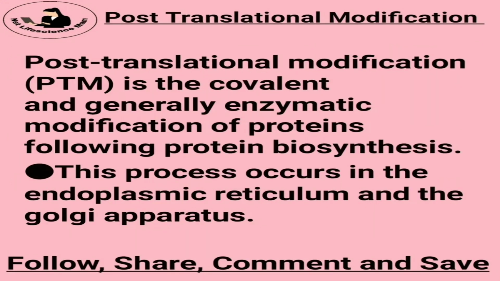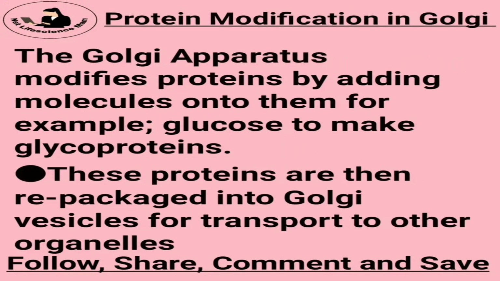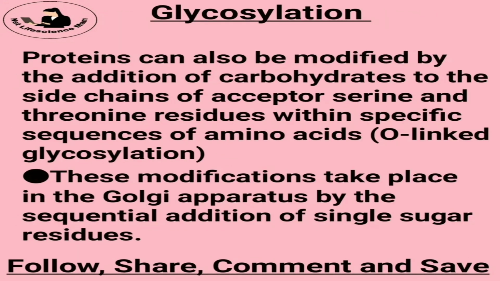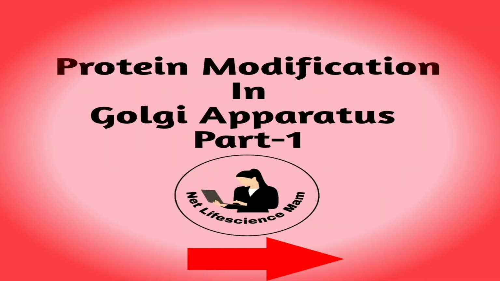What is the modification and packaging of proteins? The Golgi apparatus is a cellular organelle responsible for the modification and trafficking of proteins to other organelles. Proteins translated within the rough endoplasmic reticulum are transferred to the Golgi. From there they are modified and packaged into vesicles for distribution.